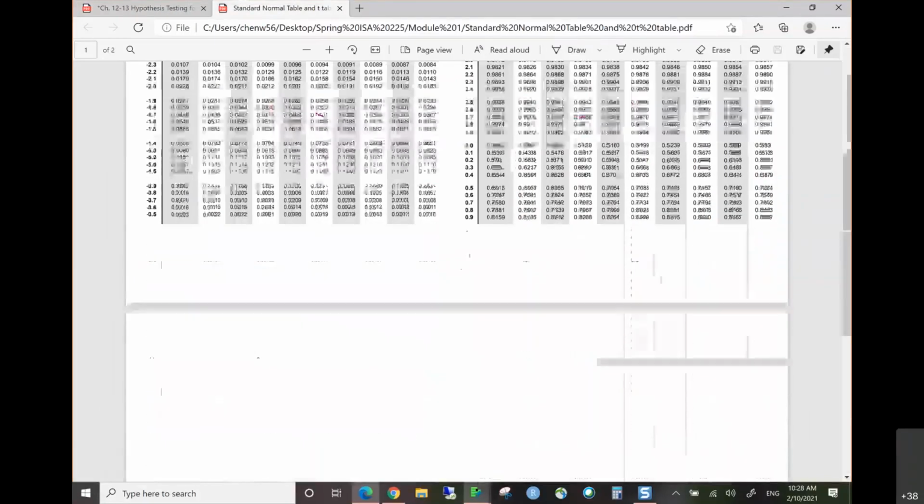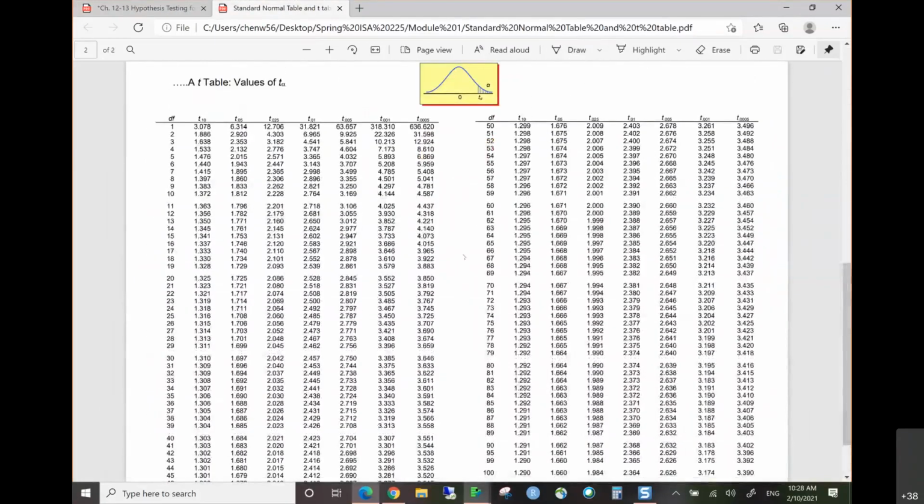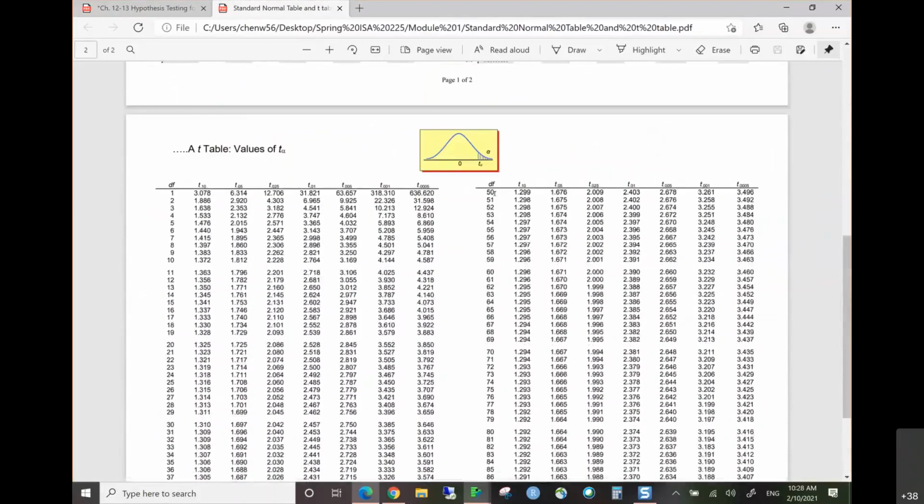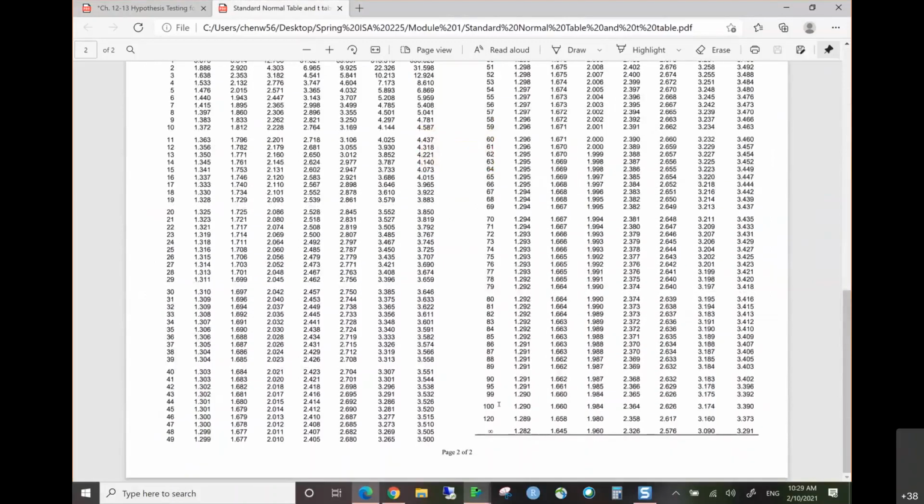This is the z-table, this is the t. So for the t-table, this is just one part of the t-table. For the degree of freedom, we only have 1 until 49, and then continue to the right 50 until 100. And normally, for a complete t-table, we have 101, 102, and so on. But since we want to limit it to one page, we do not have more details after 100. We only have 120 and then infinity.